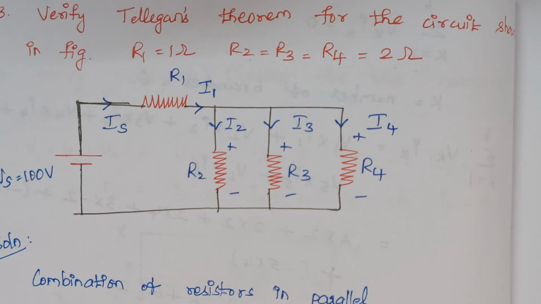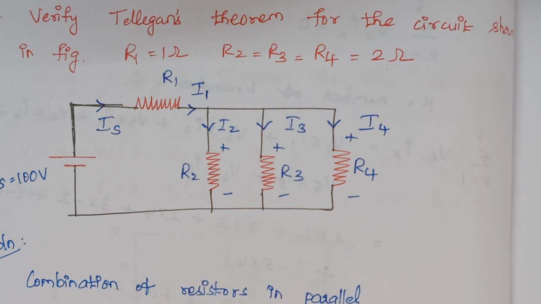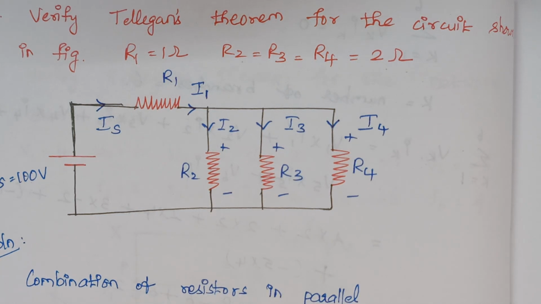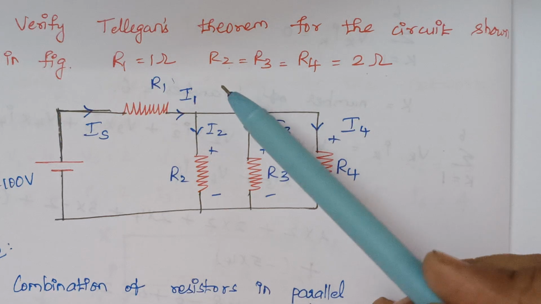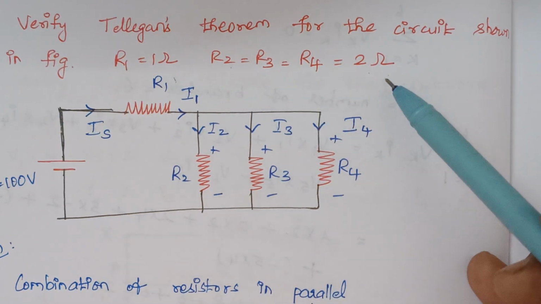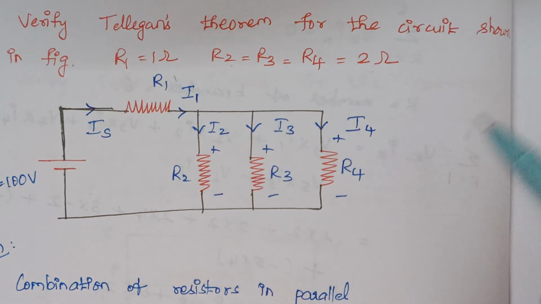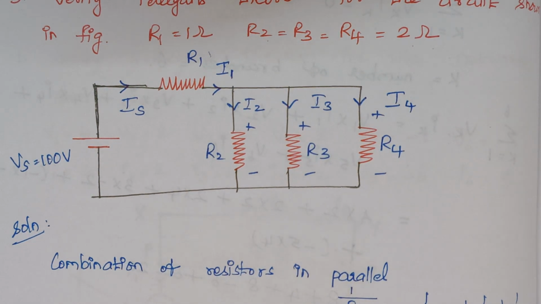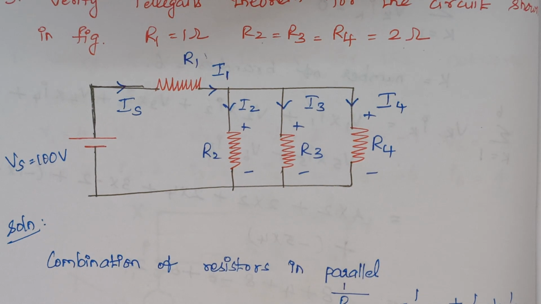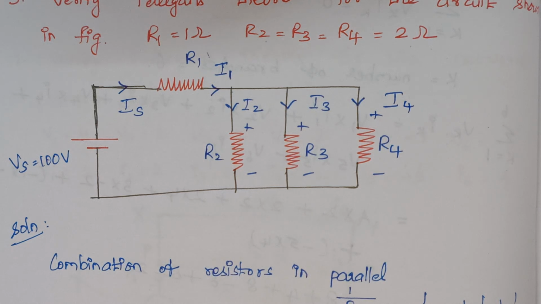Our next problem is verify Tellegan's theorem for the circuit shown in figure. Here the values of resistors are given. R1 is equal to 1 ohm and R2, R3, R4 are equal to 2 ohms here. So this is your given circuit, right? So in this case, the first step is, here the values of current are not given. Right, only the values of resistors are given.